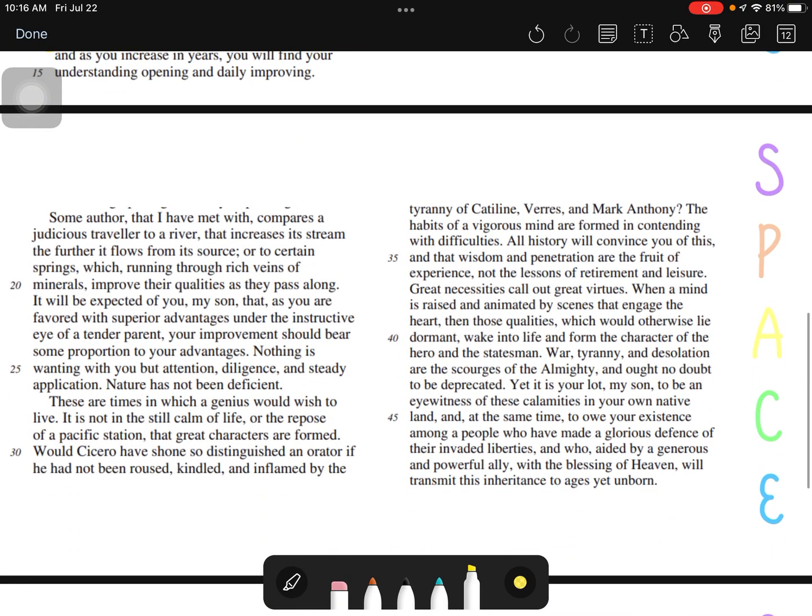Next paragraph. Some author that I've met with compares a judicious traveler to a river that increases its stream the further it flows from its source, or to certain springs which, running through rich veins of minerals, improve their qualities as they pass along. It will be expected of you, my son, that as you are favored with superior advantages under the instructive eye of a tender parent, your improvements should bear some proportion to your advantages. Nothing is wanting with you but attention, diligence, and ready application. Nature has not been deficient.